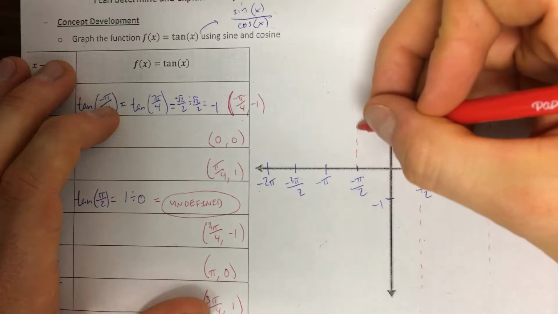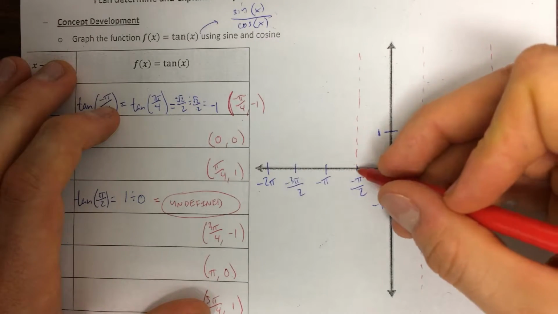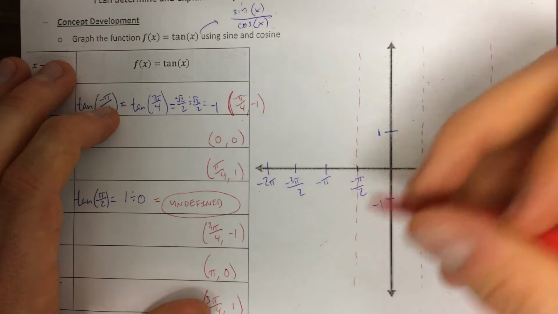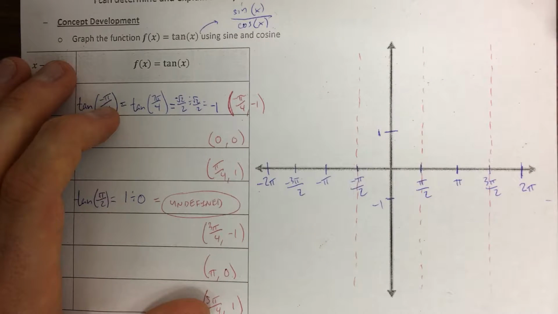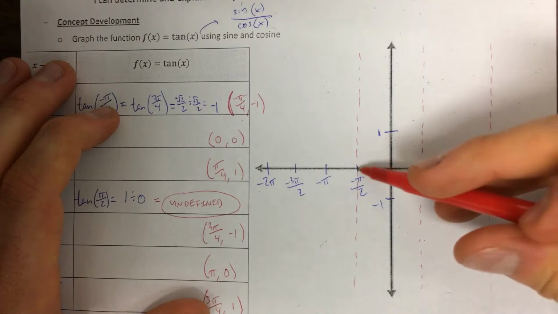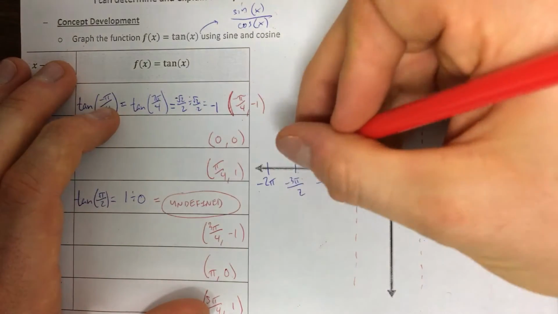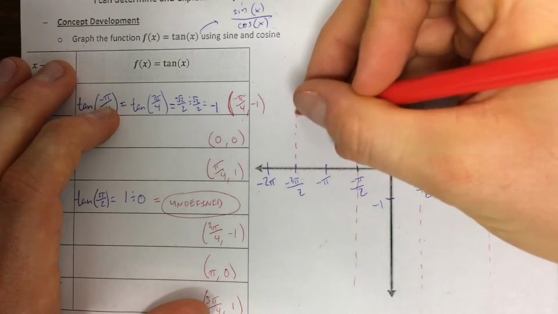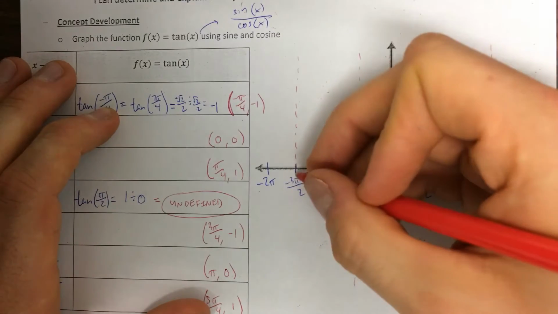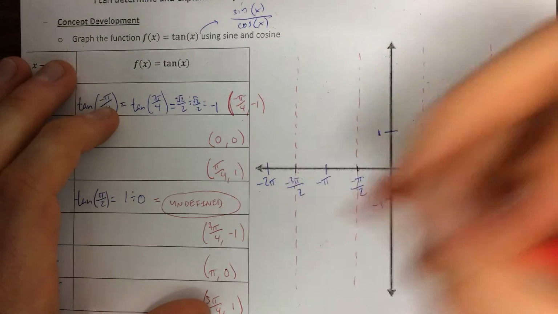And then over here. And the reason we have an undefined line at negative pi over 2 is because negative pi over 2 is coterminal with 3 pi over 2. So they're going to have the same value here, it's undefined. Similar thing with negative 3 pi over 2 and pi over 2, those are coterminal. So we have that there as well.